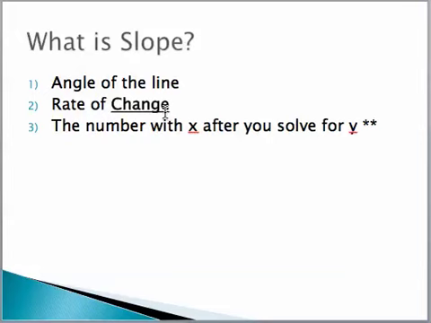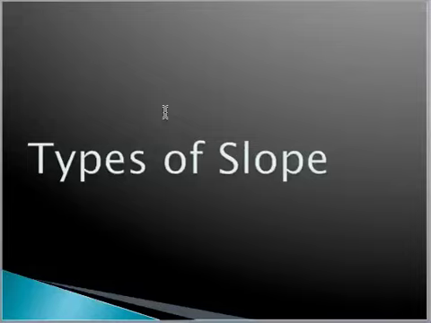And also for the third one, slope is the number with x after you solve for y. And I put a couple stars right there. That is not going to make sense right now, but it will later, okay? Because that's one of the most, remember how I told you solving for y is going to be very important? You're going to see that later, okay? So that is what slope is, and there's different types of slope, and we're going to be talking about that today.